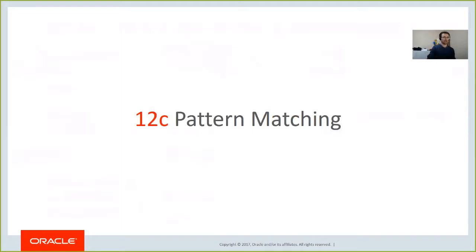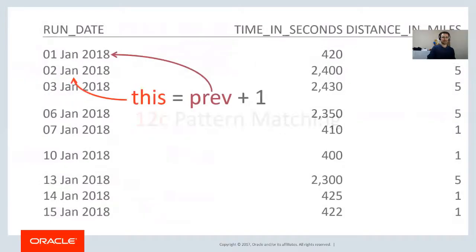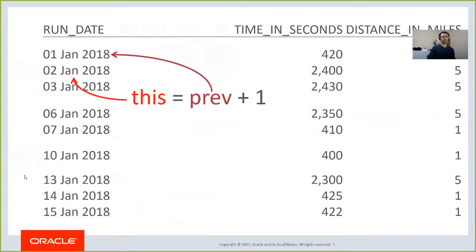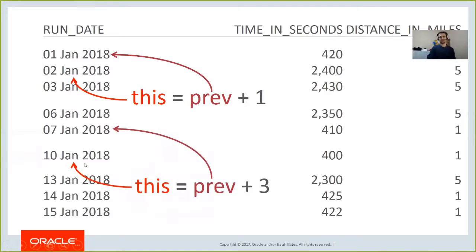So to see how this works, let's look at our data set again and remind ourselves what we're doing. We know rows are consecutive if the current row equals the previous plus 1. So our 2nd of Jan is consecutive with the 1st of Jan. If we look at the 10th of January down here, the difference between that is 3. So those two are not consecutive. Or to put it a different way, this is not equal to the previous value plus 1. So we can now use this test we've got here to find whether or not rows are consecutive.